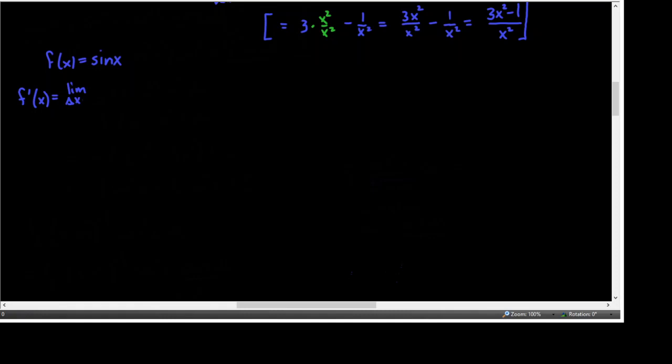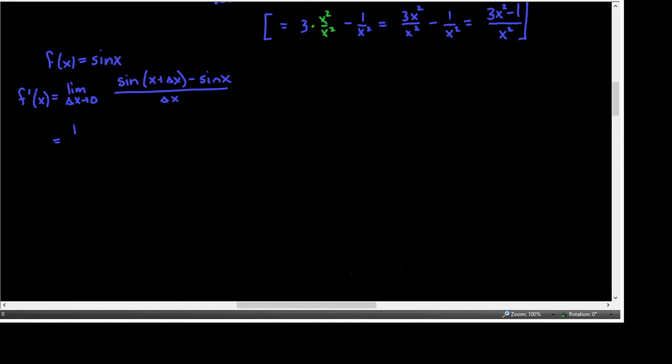of the difference quotient. Okay, so this is going to be f of x plus delta x. Since our function is sine of x, that will be sine of x plus delta x minus f of x, which is sine of x, all over delta x.